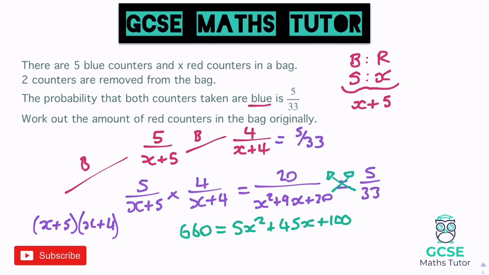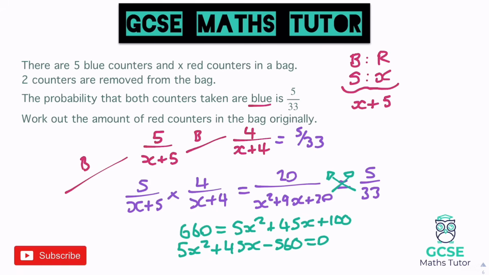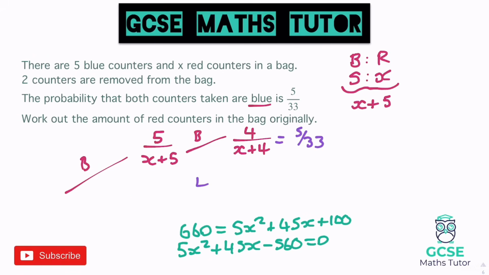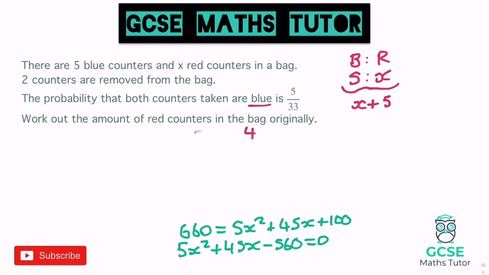Okay, next step, let's make it equal to 0. So let's subtract 660 from both sides. So I'm going to write everything on the left hand side. I'm just going to write 5x squared plus 45x. Subtract 660 leaves us with negative 560, and that equals 0. Now again, we've got a quadratic. I'm going to remove a lot of the working out here and let's just see where we're at the moment. Okay, let's get rid of all of that. Right, so we're at this point.